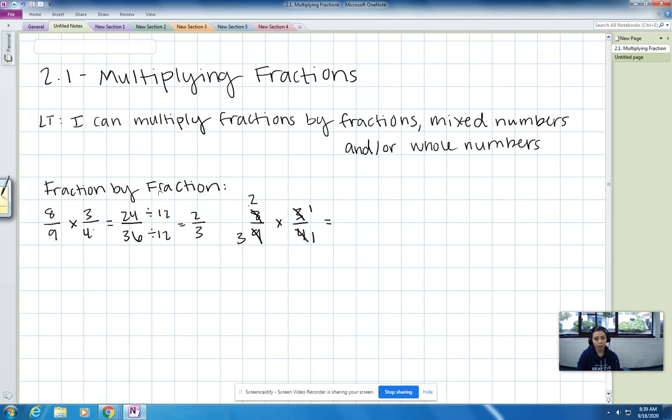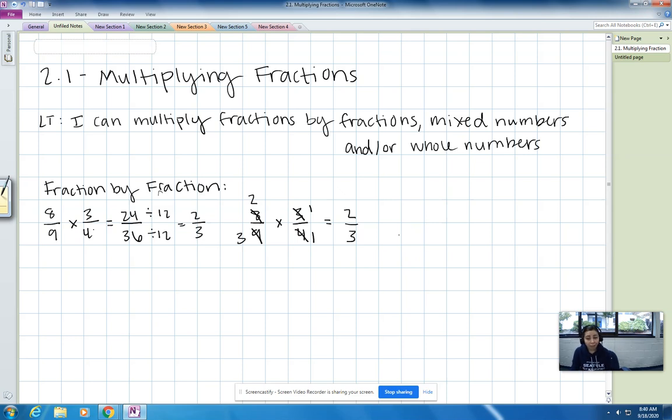Again, we just go across the top and across the bottom. 2 times 1 is 2. 3 times 1 is 3. So look at that. We got our final answer, 2/3, and we didn't even have to simplify. We just used cross-canceling instead.